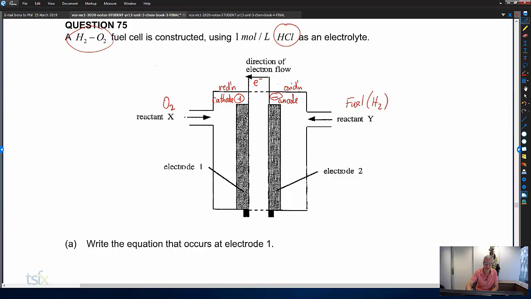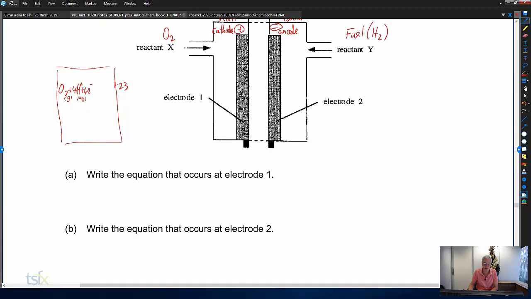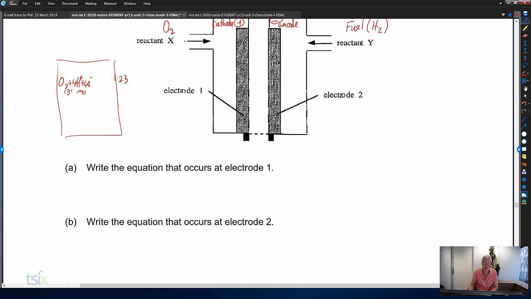So write the equation that occurs at electrode 1. That's the cathode. So we get it straight from the electrochemical series. We know exactly where to go. At 1.23, we've got O2 plus 4H+. You just have to copy that directly out. Don't forget to include symbols of state. It would be an unlikely marking scheme to pick on symbols of state there. So I'm not going to write that. You can fill that in later. This is definitely a question worth filling in. I'm just going to give you a guide.